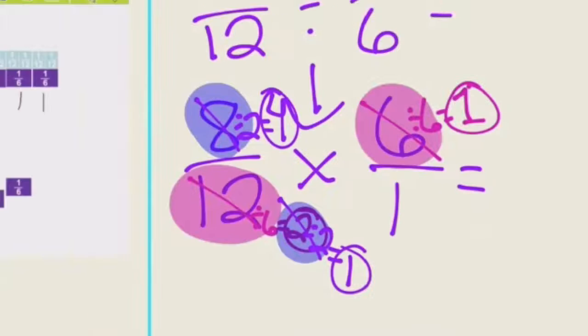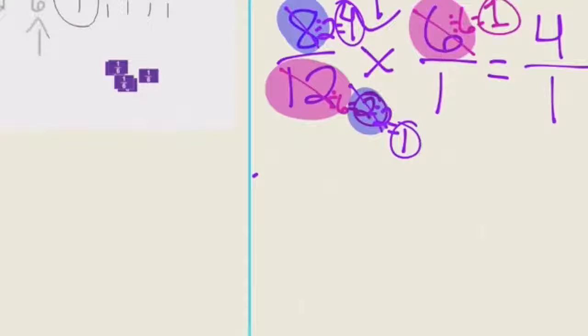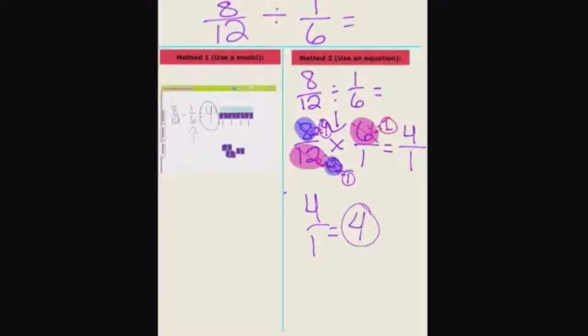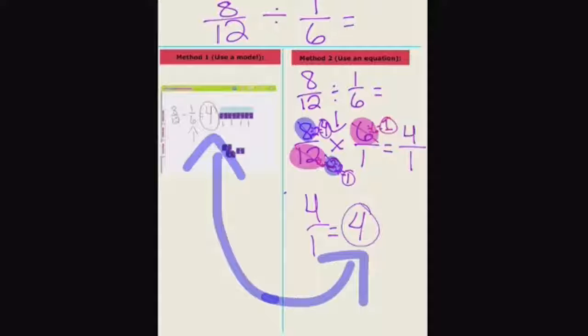Now I can go ahead and multiply straight across. 4 times 1 is 4, and 1 times 1 is 1. So I get a quotient of 4 over 1, which I know simplifies to 4. And voila, we can see that using both methods, we get the same final answer. Hope you're starting to get the hang of this.